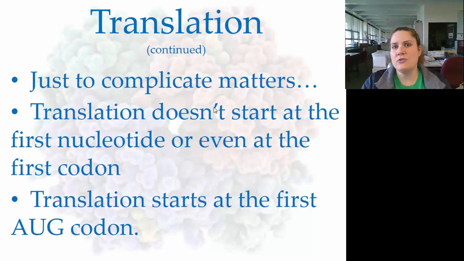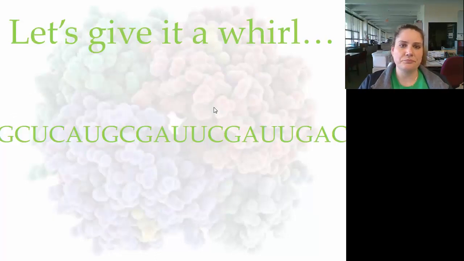Okay? What does AUG code for? Good, methionine. So every single protein that we ever have starts with methionine. Methionine is the starting amino acid. AUG codes for methionine. Nothing will start until AUG. So everything's going to start with methionine.